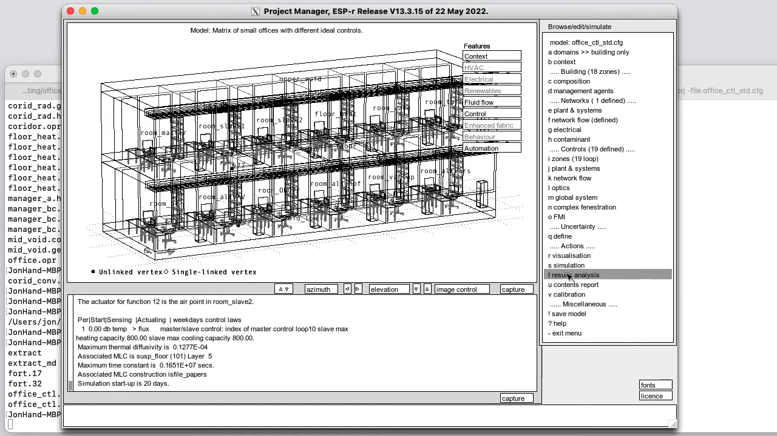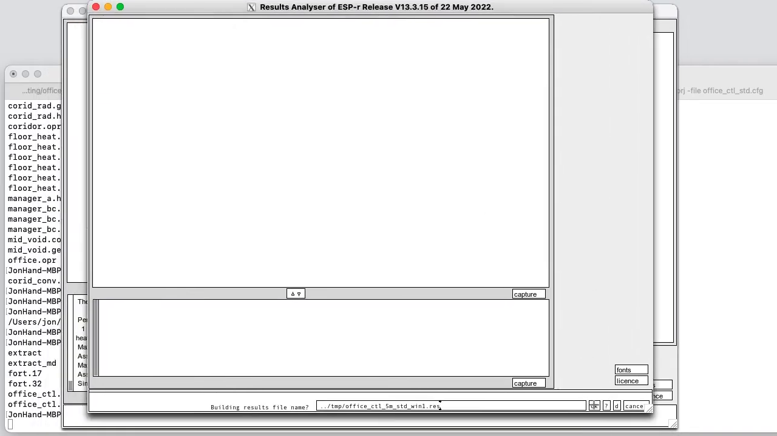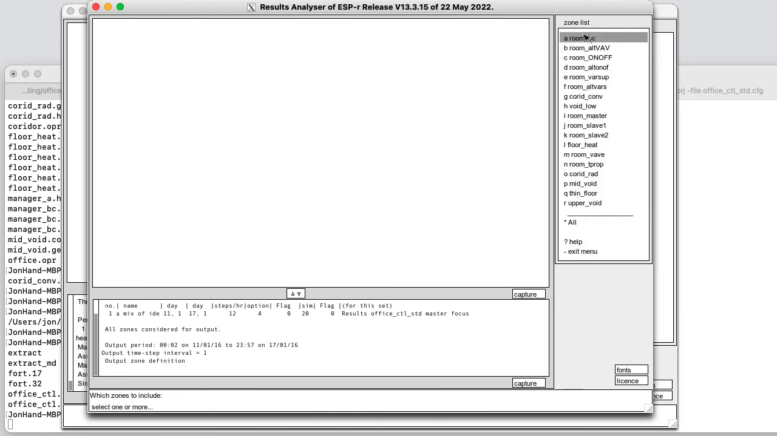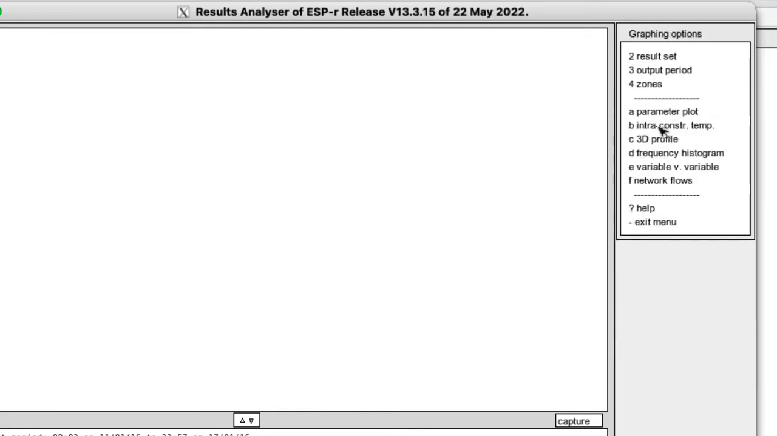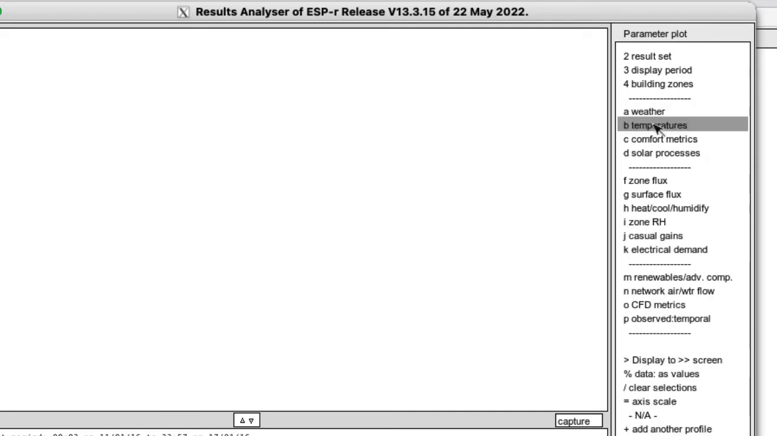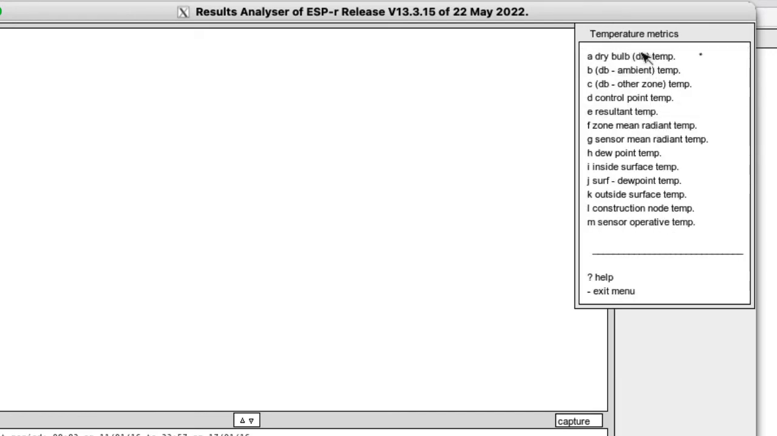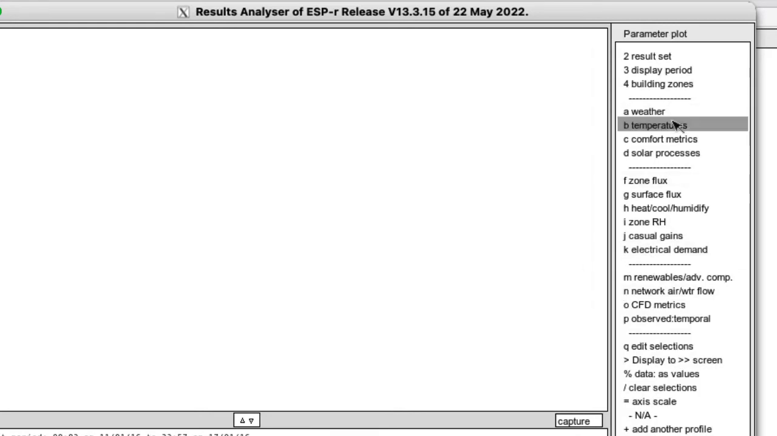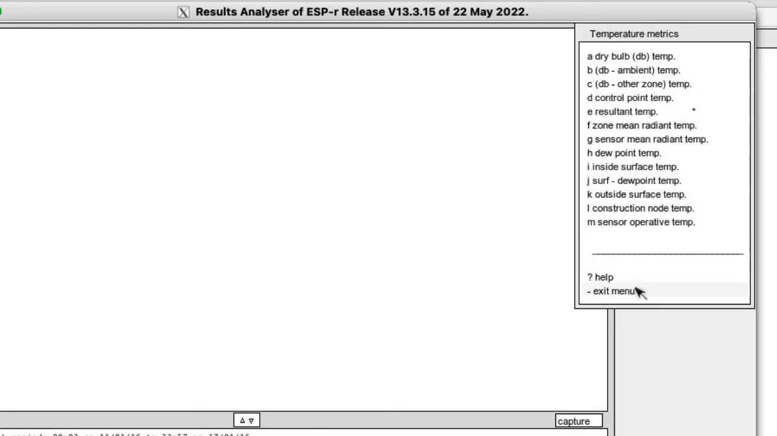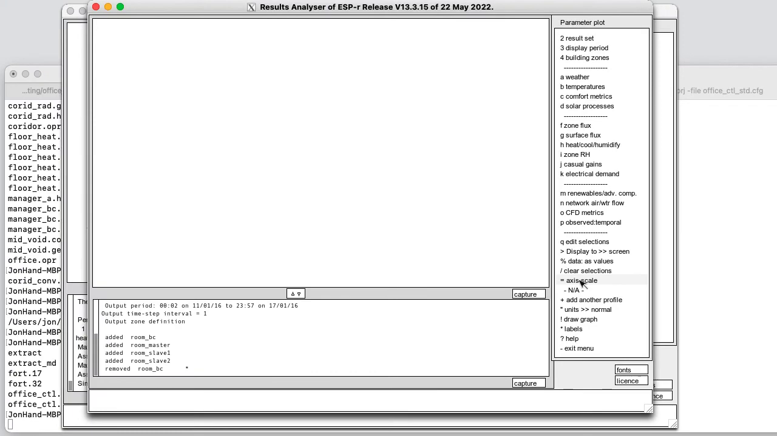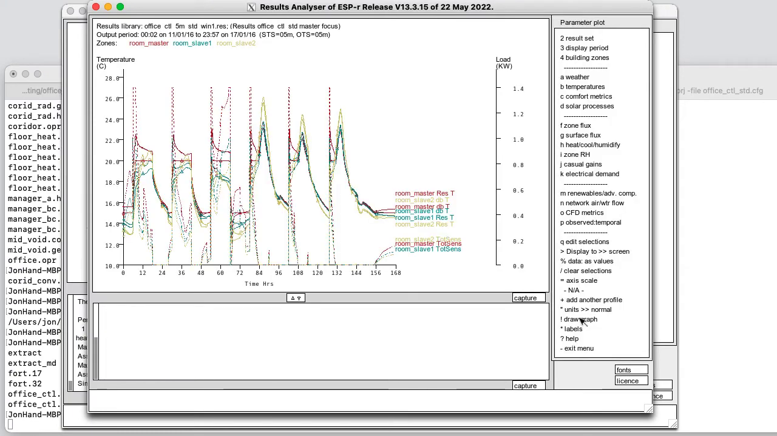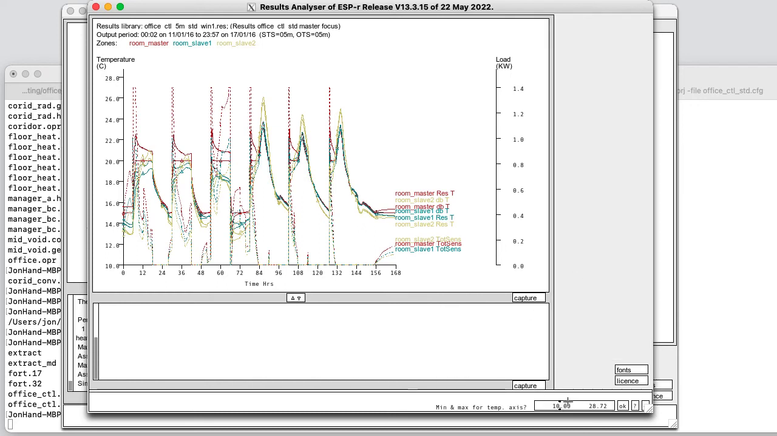So, let's look at the results analysis. Again, we'll focus on just the master and the two slave rooms. Go into graphs, plot parameters. Let's look at the dry bulb temperature in the room, the resultant temperature in the room, which is essentially what is being sensed, and plot the sensible heating and cooling that's being put into it. And we'll draw that. Now, lots of lines drawing on top of each other, so let's go in and adjust.